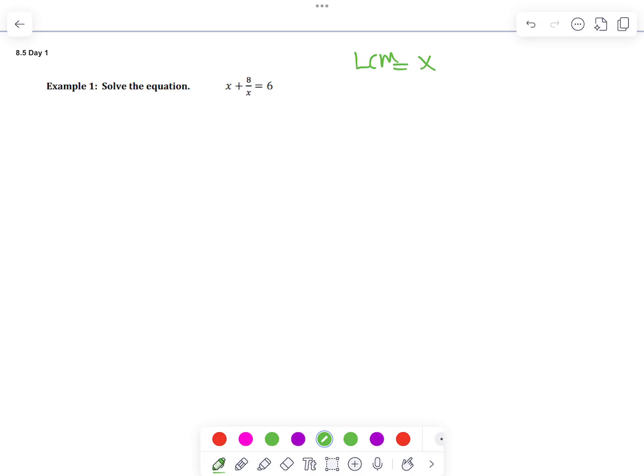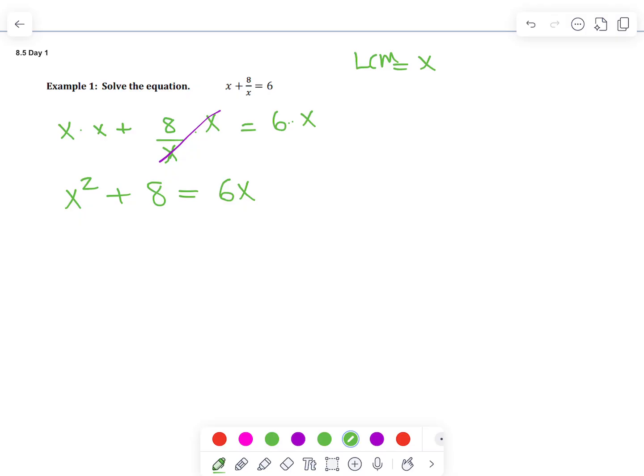So what we do is we multiply all of the terms by x. So we have x times x plus 8 over x times x, and then 6 times x. So there's step one. Now we cancel our common factor of the x's. Now what's left? x times x is x squared plus 8 equals 6x.